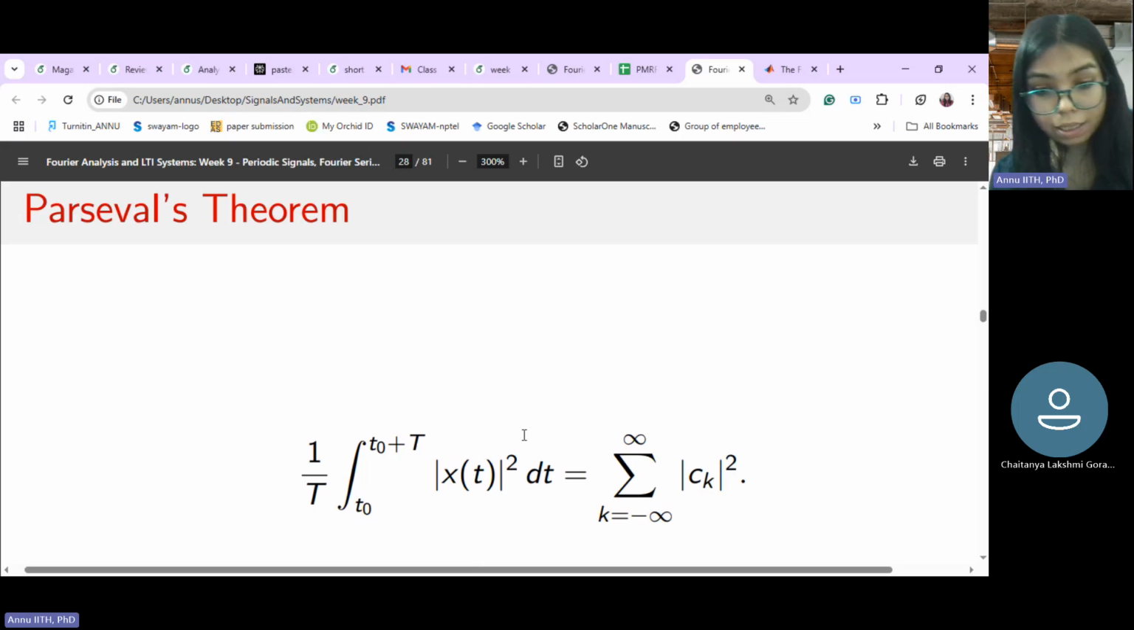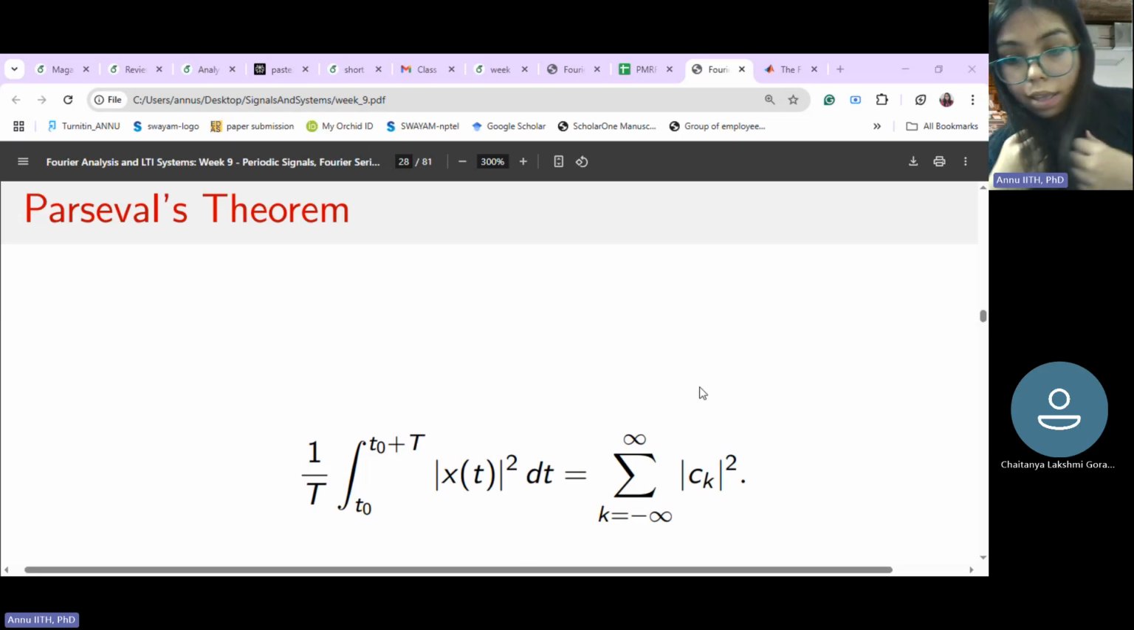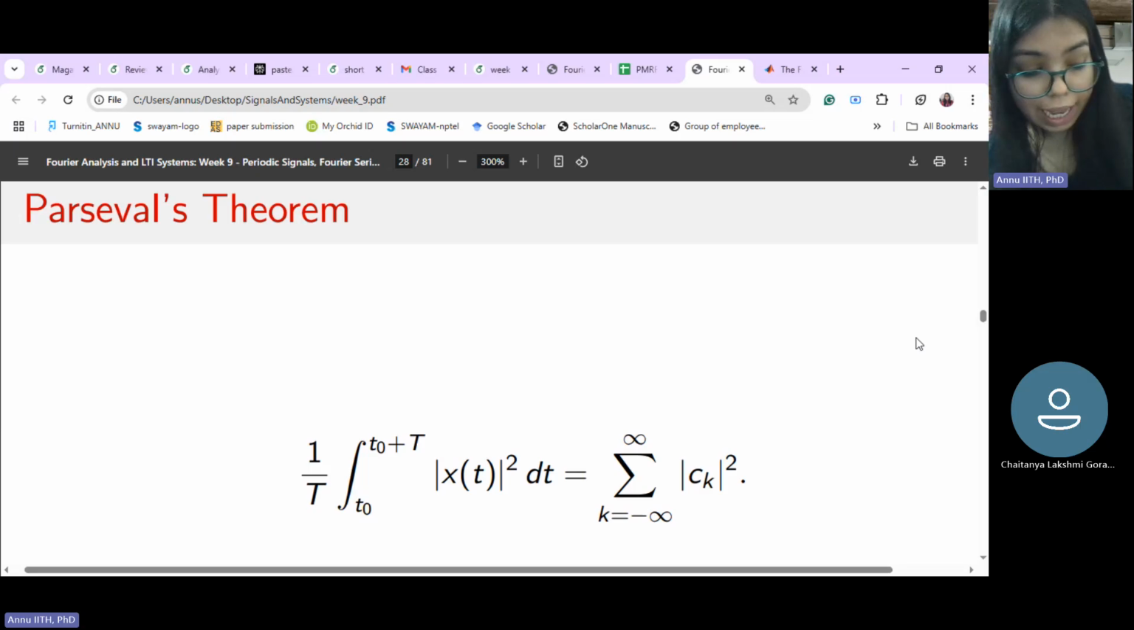So is this power or energy? It's power, because it is averaged over one time period and the sum is taken. If you ask for the proof, we will calculate it as well. It's the integration from T naught to T naught plus T, averaged with 1 by T, and it goes to the summation from minus infinity to infinity of mod of c_k squared.